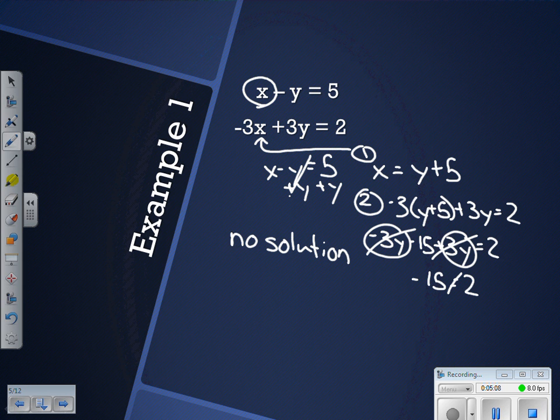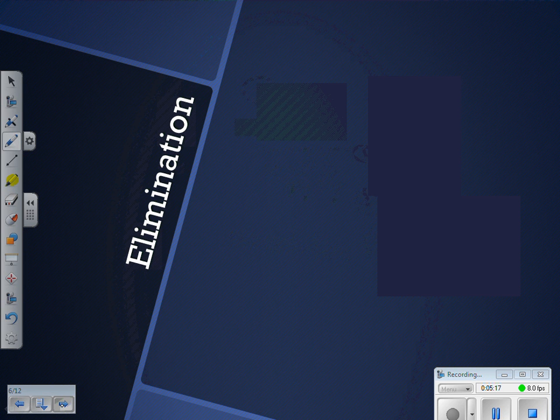Now, if I wasn't getting that, then I would have got an answer for y, then I would have plugged that in and found x. For this case, we are done with that particular one. No solution. The other type was elimination.